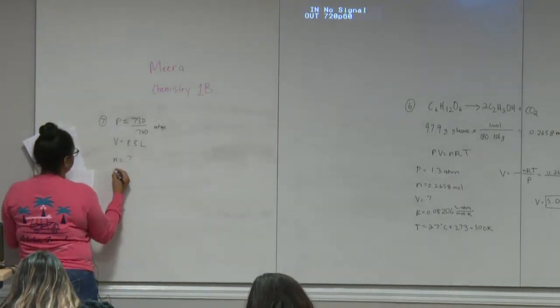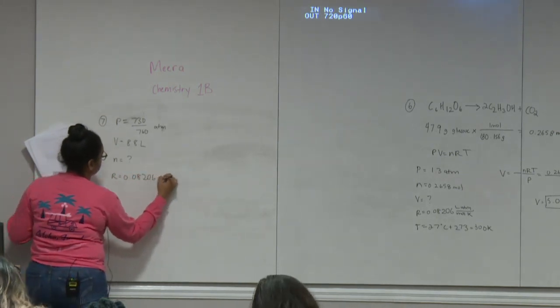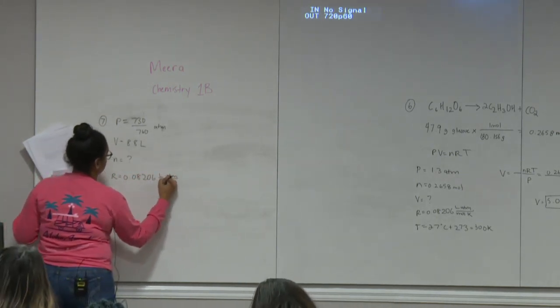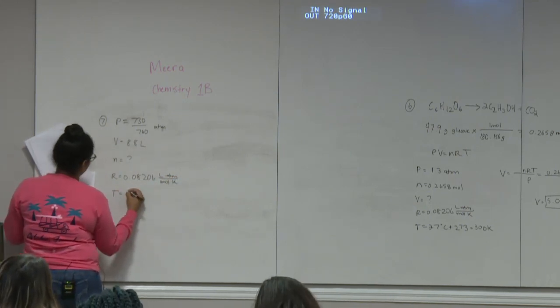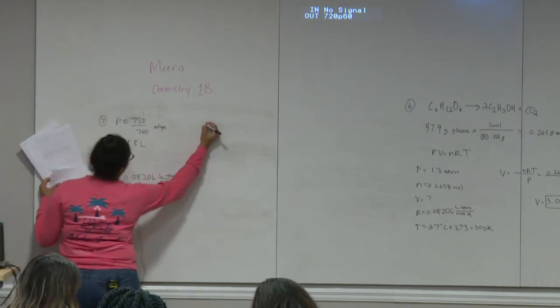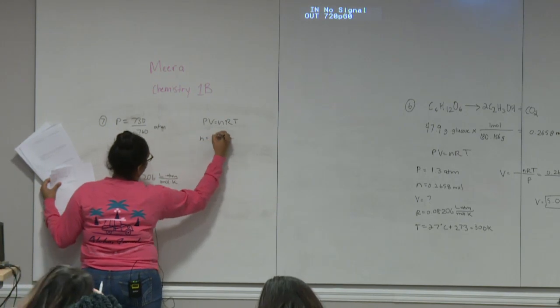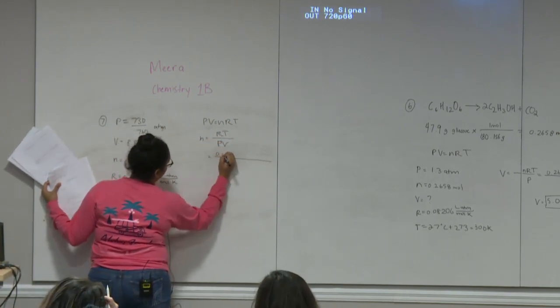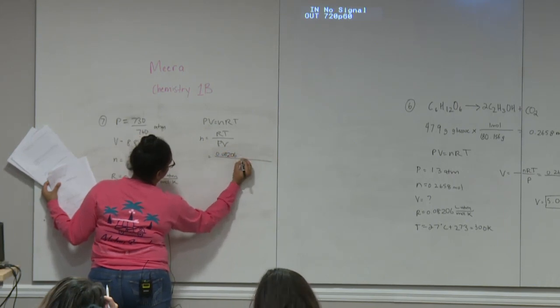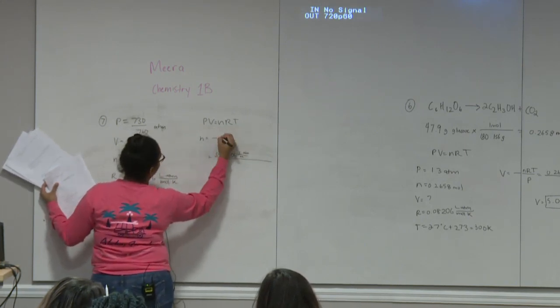We don't know the moles. R is 0.08206. Temperature is 278 Kelvin. So PV equals nRT again. N equals RT over PV. Isn't n equals PV over RT? You're right. My bad.